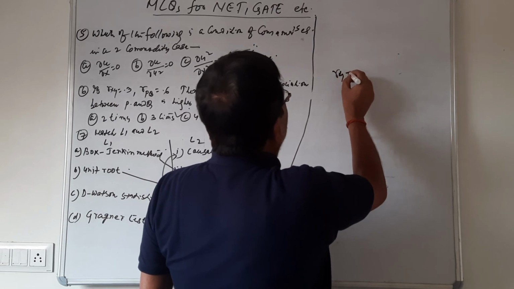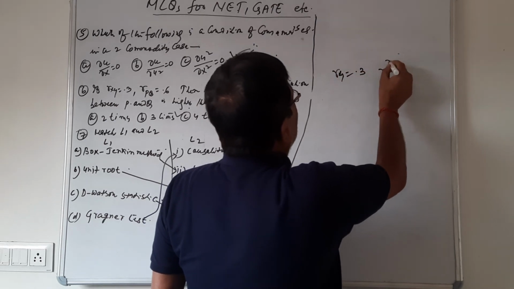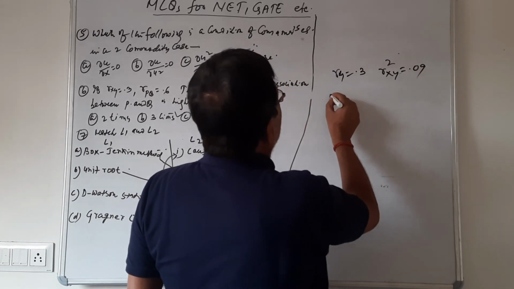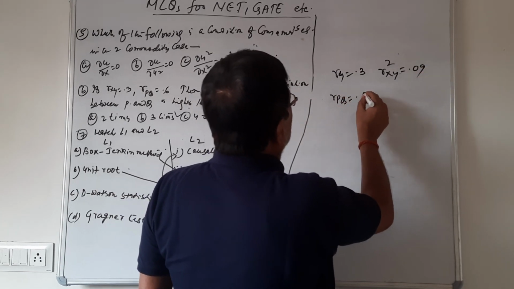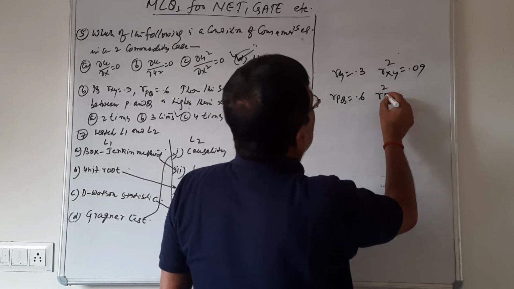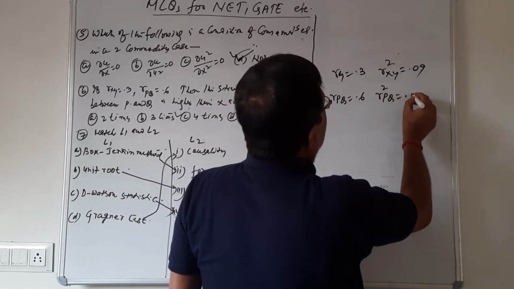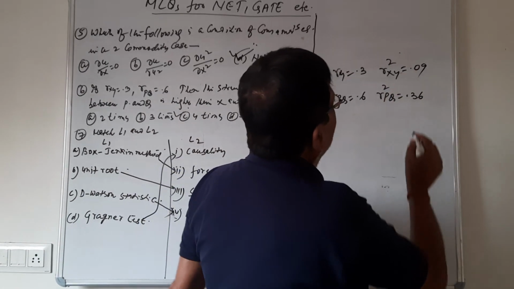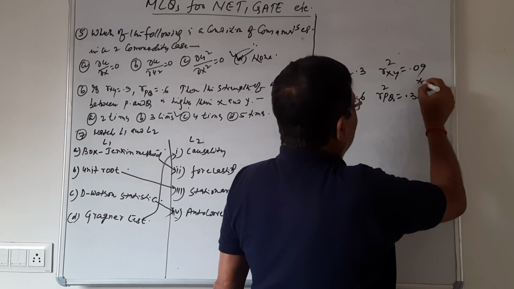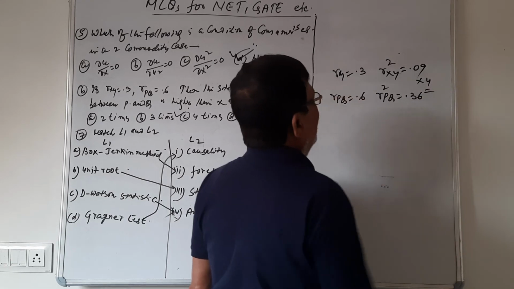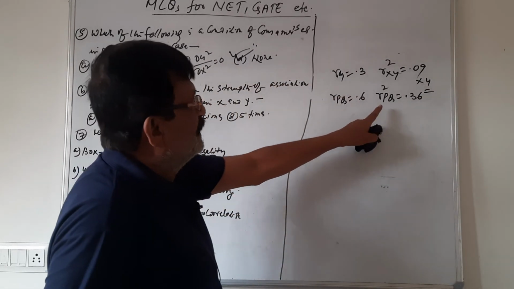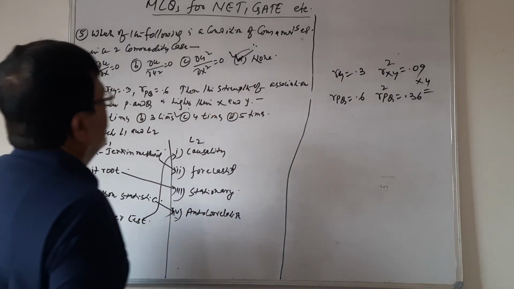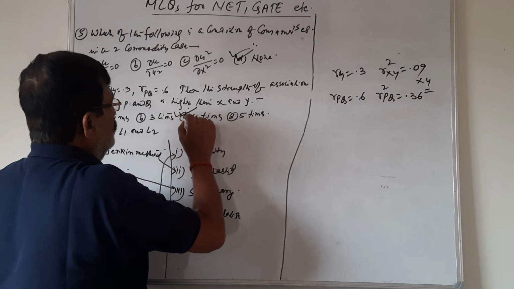So RXY is 0.3, so R square XY is 0.09, and RPQ is 0.6, so R square PQ is 0.36. Now this 0.09 into 4 becomes 0.36, hence the degree of association between P and Q is 4 times greater than between X and Y, so this is 4 times.